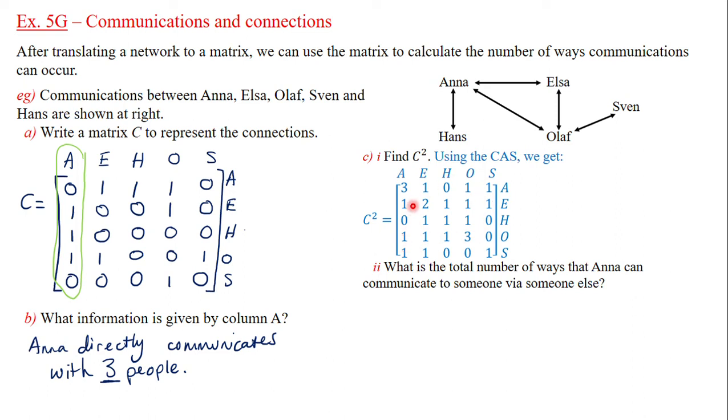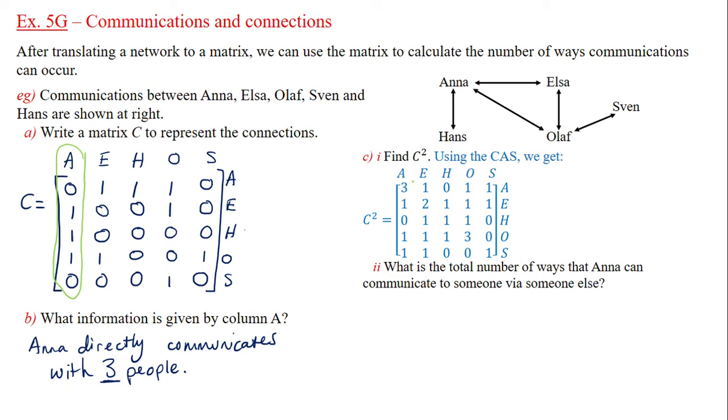So what this means is that Anna can communicate to Hans, who can then communicate to her. Anna communicates to Olaf, who can then pass the message on to Sven. Or Anna can tell Olaf something and then he tells Elsa, or Elsa then Olaf. So there is a 2-step process. Anna is now communicating via someone else in the C squared matrix. Okay, so that is what that information tells us. So the total number of ways that Anna can communicate to someone via someone else is again going to be given by the sum of row A.